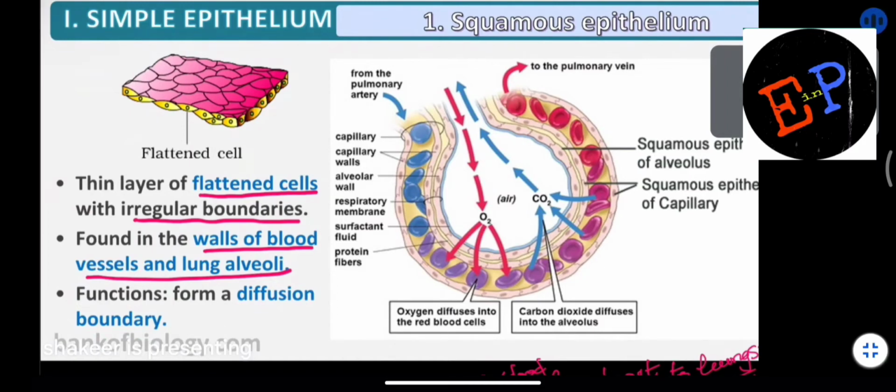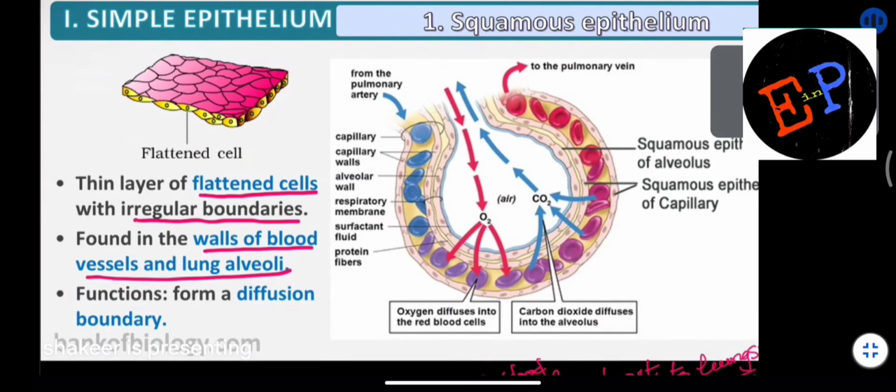Into these air sacs, when the blood enters, then what happens? The exchange of carbon dioxide and oxygen takes place in the lung alveoli. Are you able to understand? So the alveolus of the lungs is also made up of squamous epithelium.